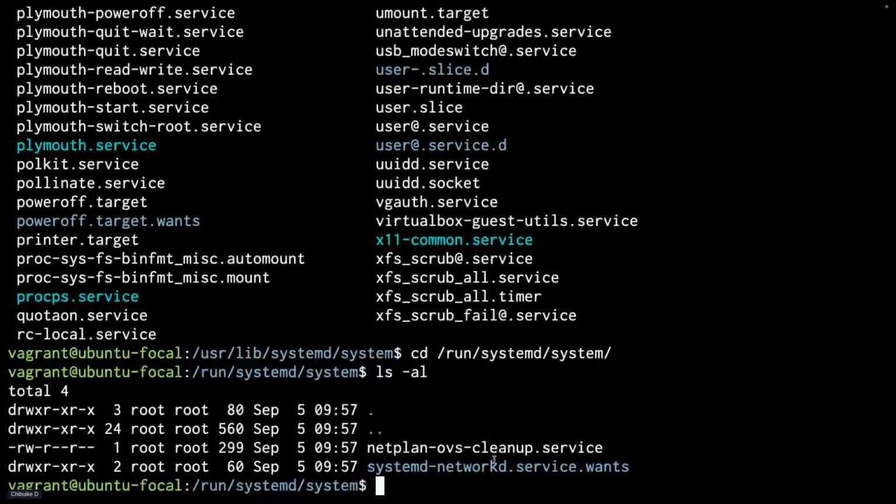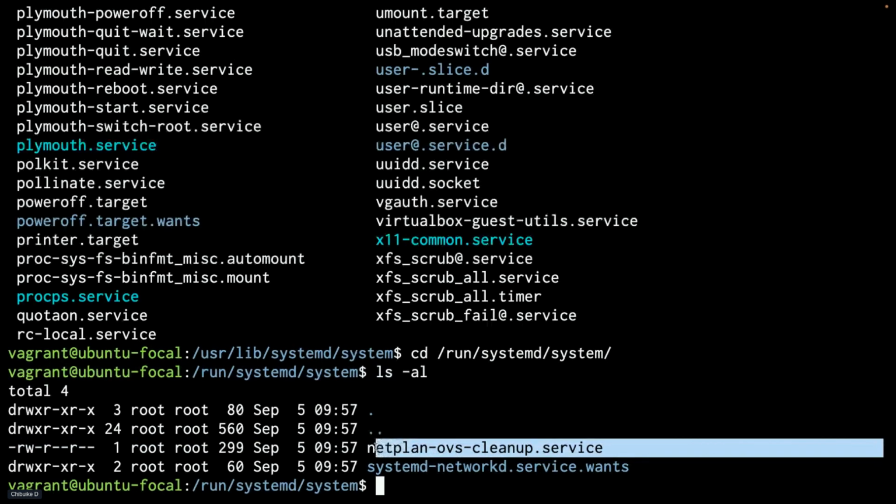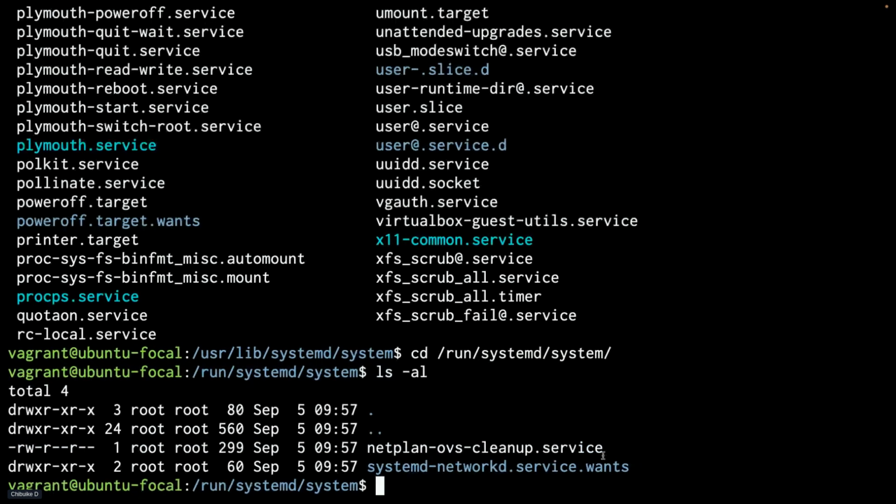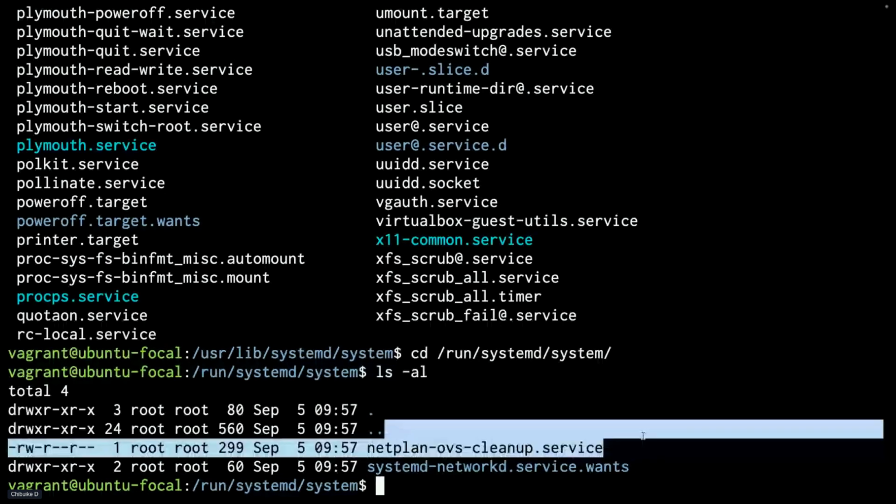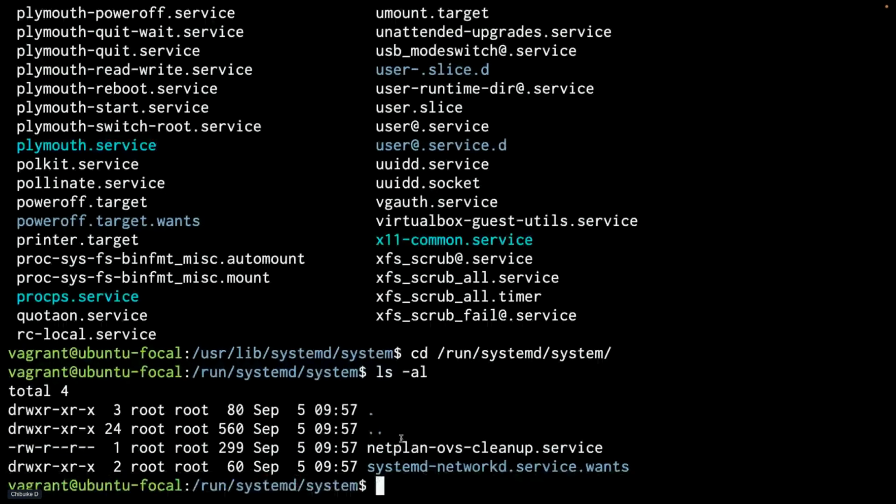This is where you get the run files. This is where you can store the run files. Now, this is your network run file, the netplan.service. You can actually see what is on it.